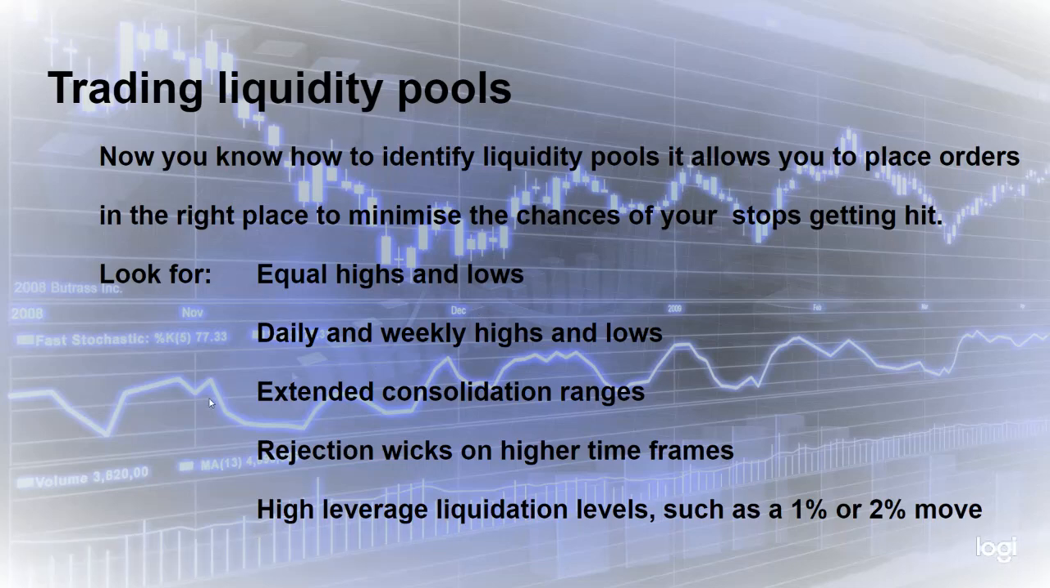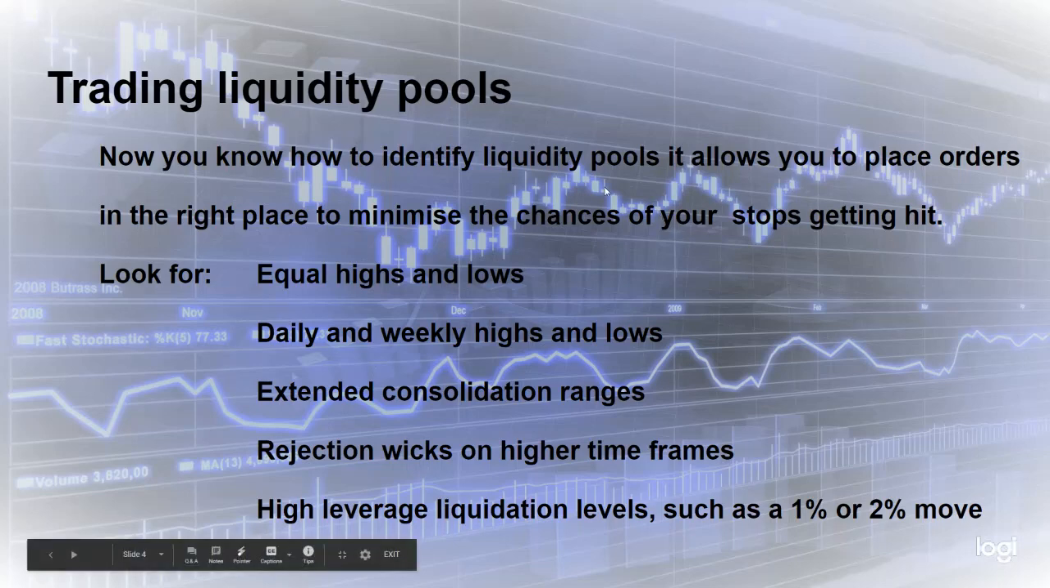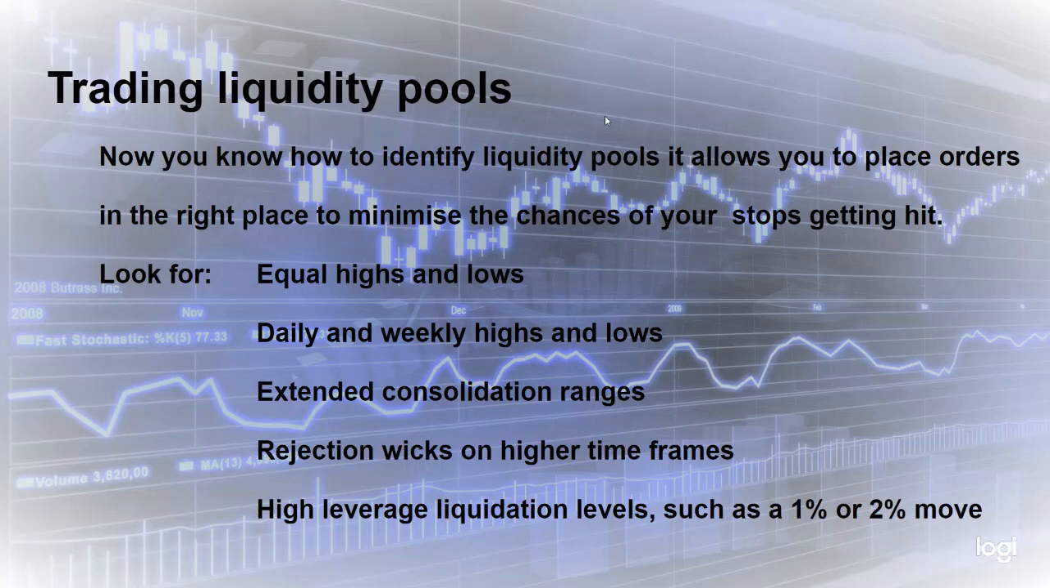Also, especially in Bitcoin, because we do have a lot of leverage trading, you can look at zones 1% or 2% away from price action. So if someone's trading 100x, then their stop will be 1% away from price action. But if they're trading 50x, which obviously more people will do, then it will be a 2% move before they would get liquidated. So that move, that 1 or 2%, becomes a potential liquidity pool.